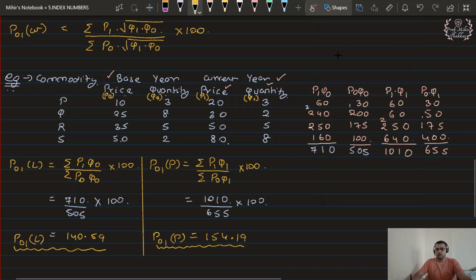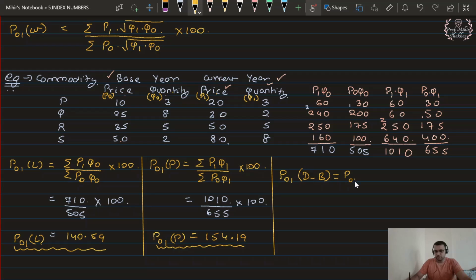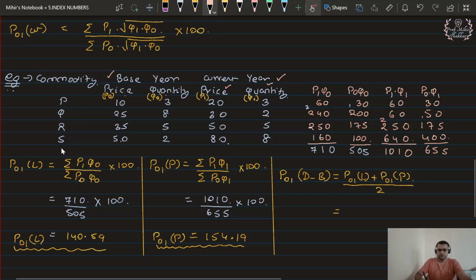Then when we talk about the Dorbish-Bowley index number, let us say P01 DB. As I had told you, it is the average of the Laspeyres and the Paasche index number. So we write over here P01L plus P01P whole upon 2. So students, if you observe, you will understand that you just have to remember these two formulas, Laspeyres and Paasche, and they are actually very simple.